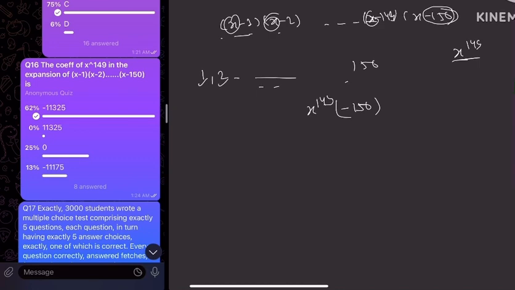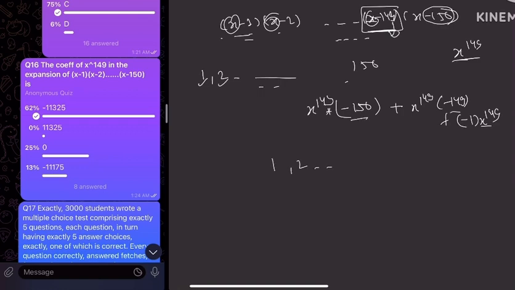Okay, into, this is into, remember, plus. Now we'll do the same thing, except in this case we will leave this bracket. From here we'll pick up the constant term. So this will also be x to the power 149 into minus 149. Similarly we'll go on till minus 1.